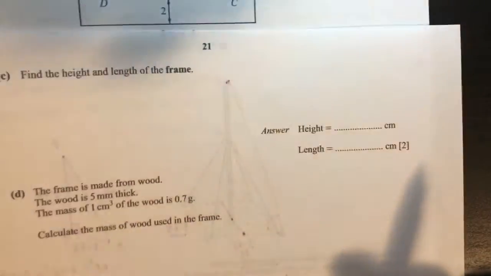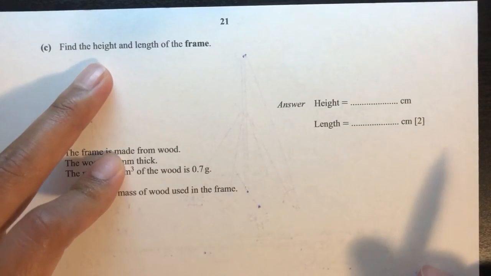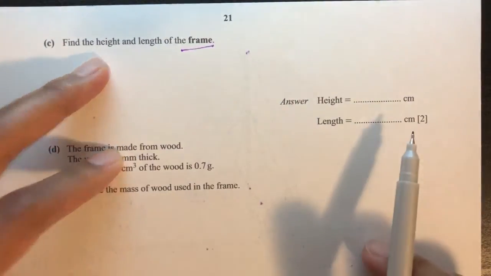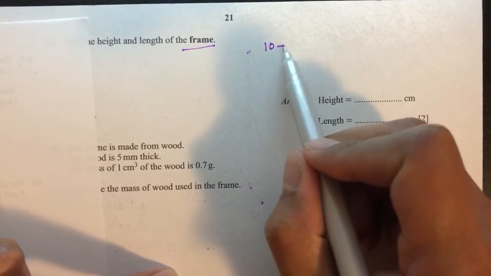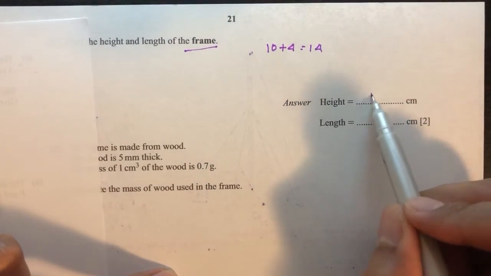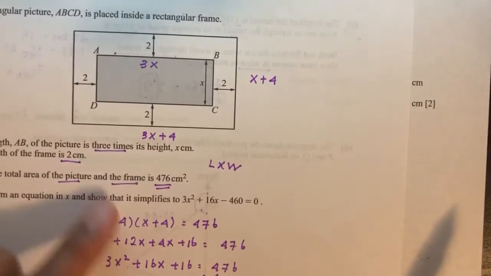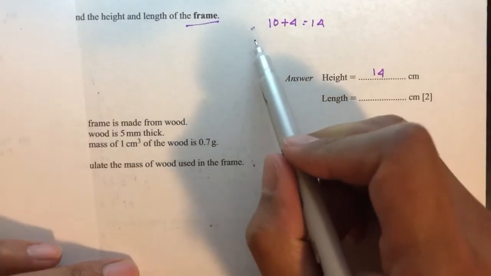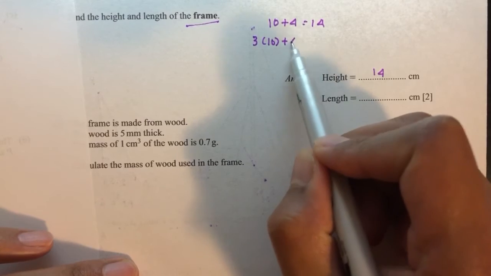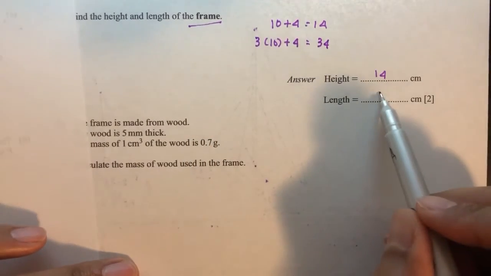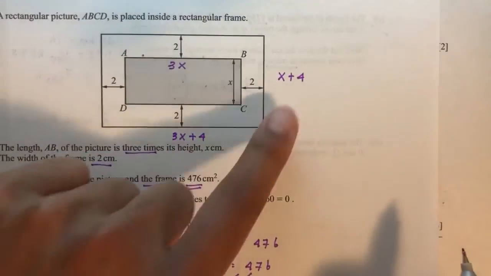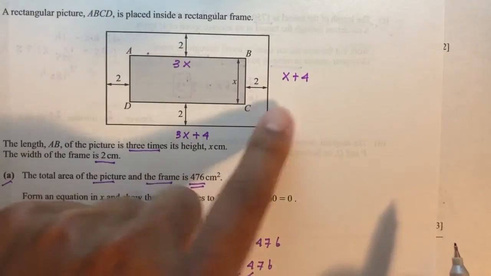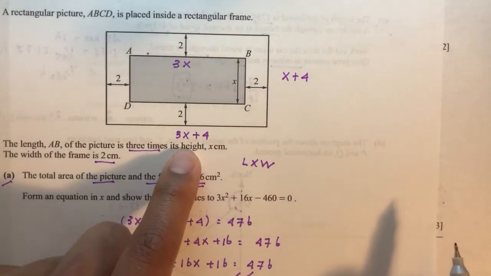Now moving on to part C, it says to find the height and the length of the frame. The height of the frame is x plus 4. So we use x as 10, 10 plus 4 will be 14 for height. Now for the length, it will be 3x plus 4. So 3 times x, which is 10, plus 4, that will be 34. Okay, so this is where we found this one. So this is the length and this is the height. X is 10, the height is 14, and the length is 34.